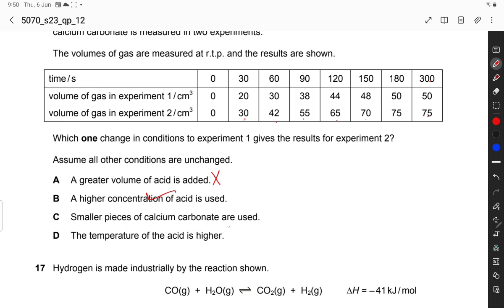Smaller pieces of calcium carbonate are used. No, this is not correct. Smaller pieces. The temperature of the acid is higher. So when higher concentration is used, there is more volume of gas per unit time. So this is the only change which increases the volume of gas. So B option is correct option.